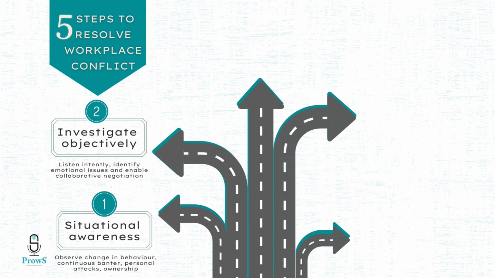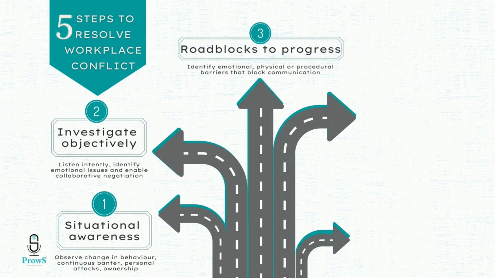Now that you're aware of the conflict and you've investigated objectively, the third step is to identify any roadblocks to progress. These could include emotional, physical, or procedural barriers that block communication. Emotional issues include ego of one or more party, lack of willingness to accept an incorrect stance, the need to be visible and heard at all costs, etc.